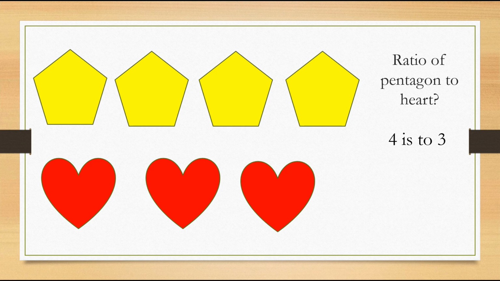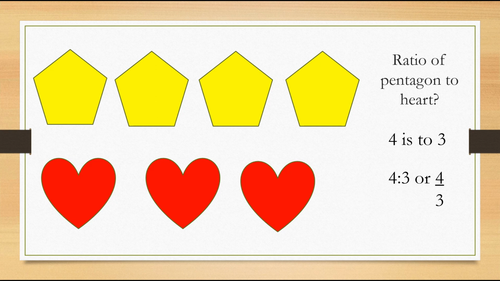So, we have 4 pentagons and 3 hearts. To write it in colon, we have 4, dalawang tuldok, 3. Or pag sa fraction naman, 4 ang ating numerator. Yung ating numerator, yan yung ating first term or yung unang binanggit. Then, 3 denominator, yan yung ating second term. Yan yung pangalawang binanggit. Okay?